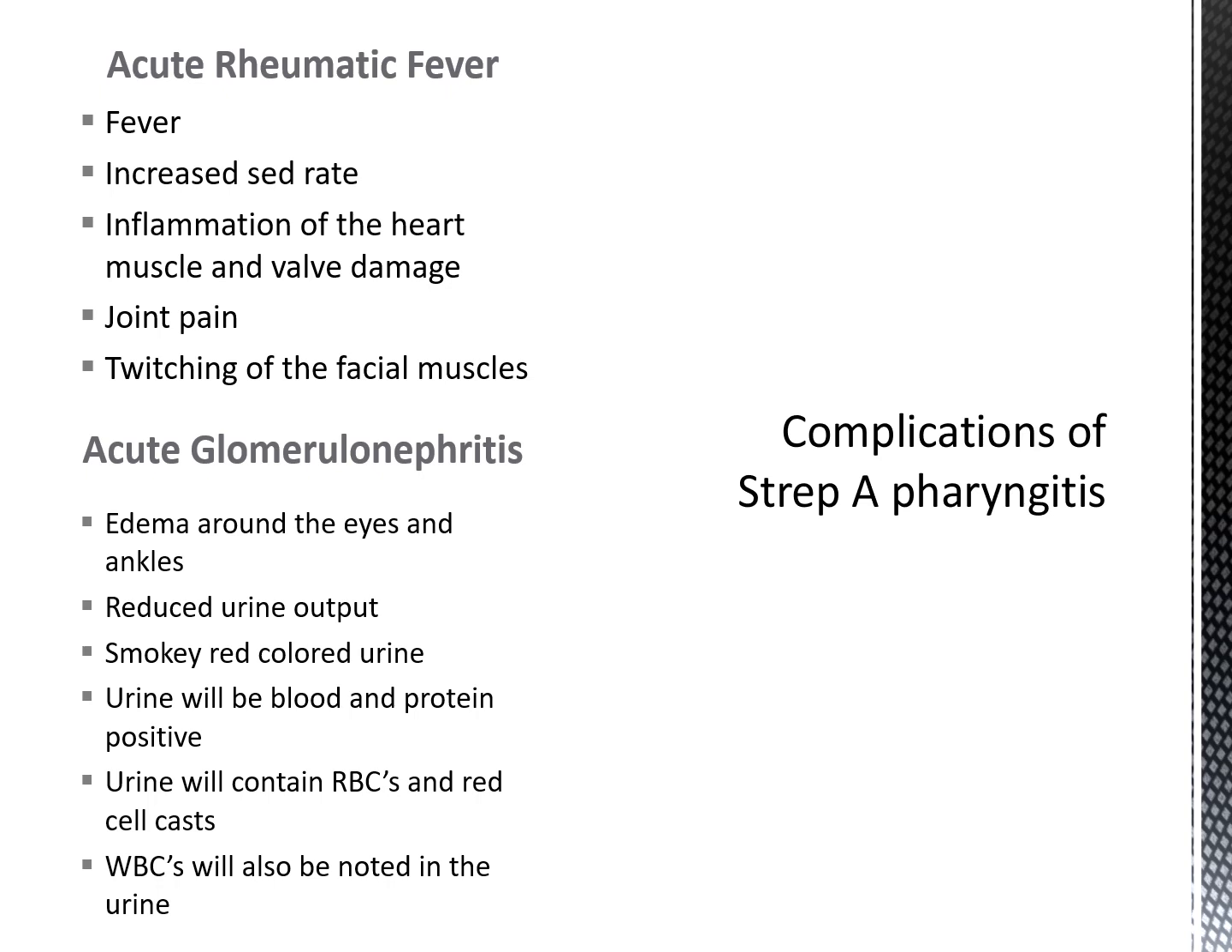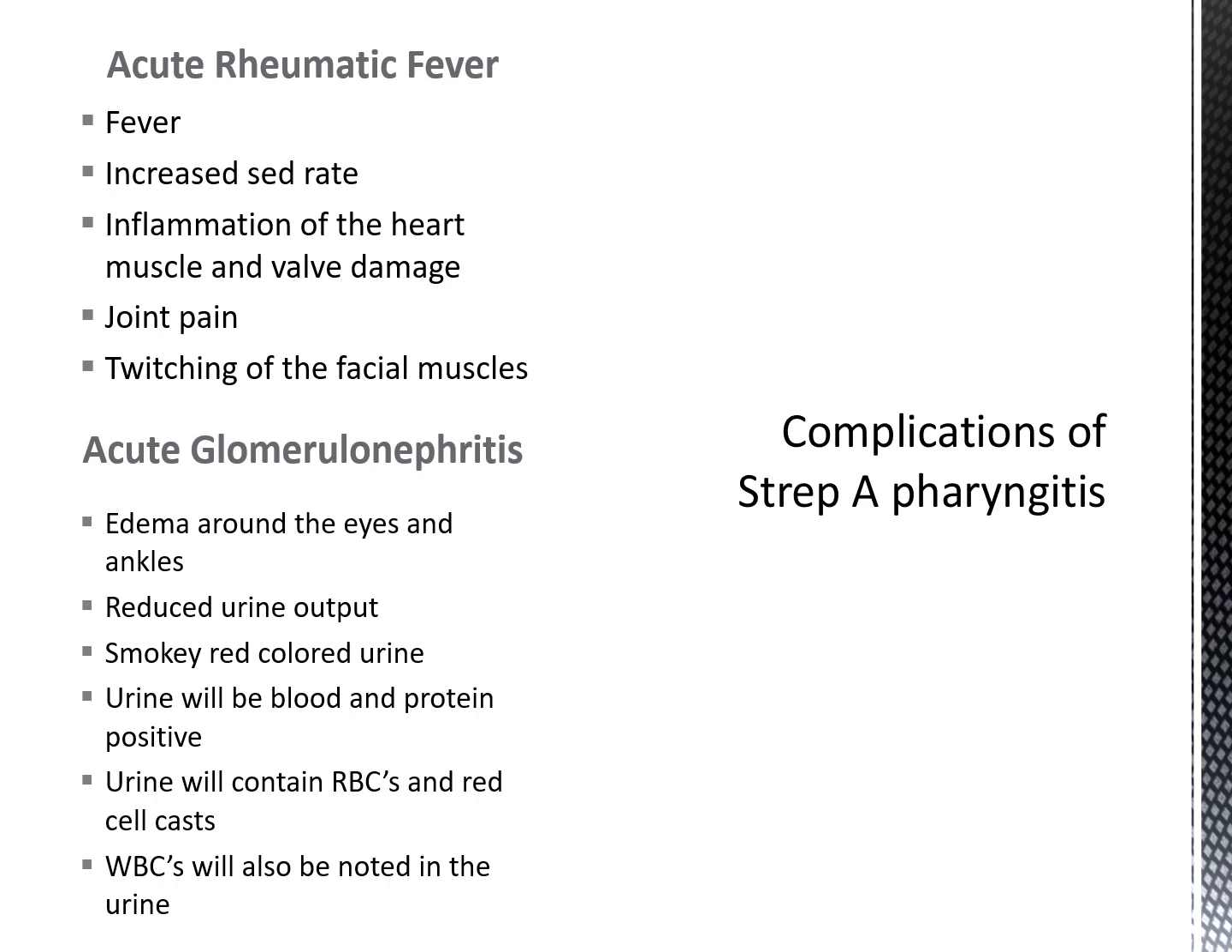Complications from an inadequately treated case of Strep A pharyngitis can lead to things like acute rheumatic fever and acute glomerulonephritis. In acute rheumatic fever, the toxins from Strep A actually affect the heart valves. Some symptoms of acute rheumatic fever would be fever, increased sed rate, inflammation of the heart muscle and valve damage, joint pain, and twitching of the facial muscles.